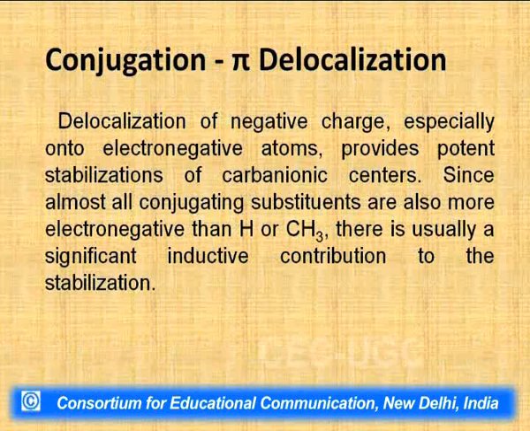Conjugation, delocalization, pi delocalization. What is pi delocalization? We know in a conjugated system there is a delocalization because of pi electrons. Delocalization of negative charge, especially onto electronegative atoms, provides potent stabilization of carbanionic centers. We also observe this kind of delocalization in carbocations. Since almost all conjugated substituents are also more electronegative than hydrogen or methyl group, that is CH3, there is usually a significant inductive contribution to the stabilization, not only in the case of carbanions but also in the case of carbocations.